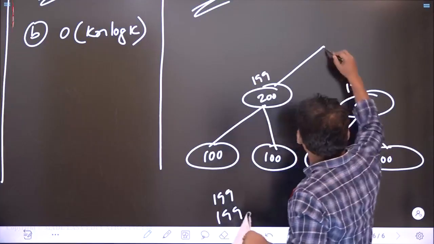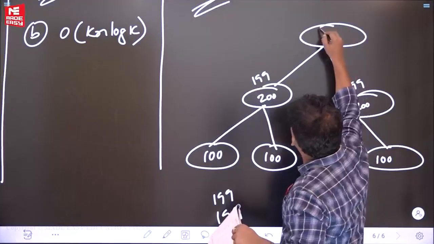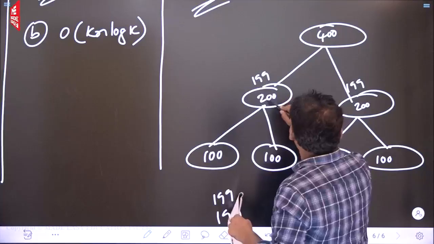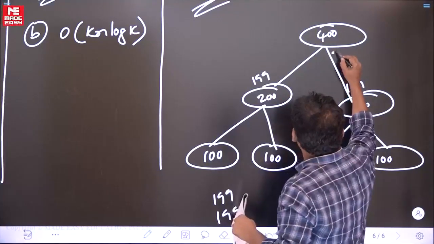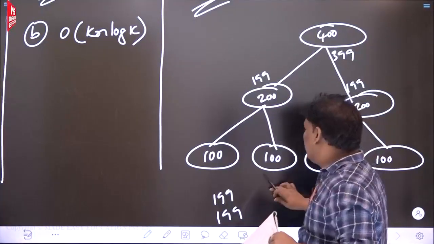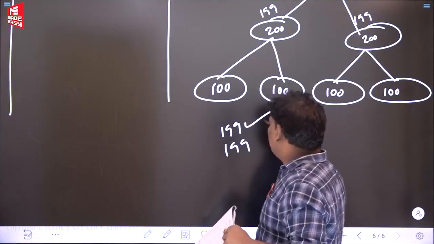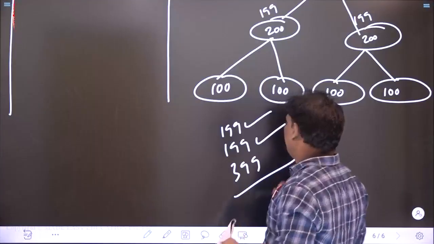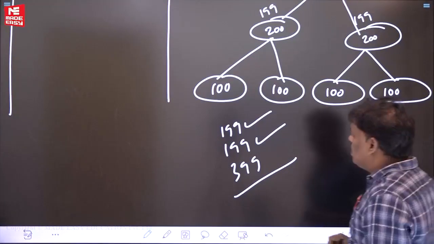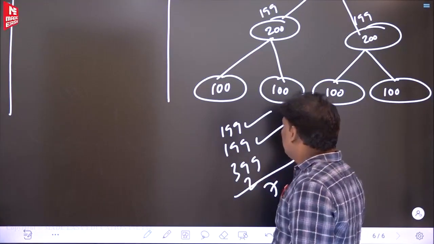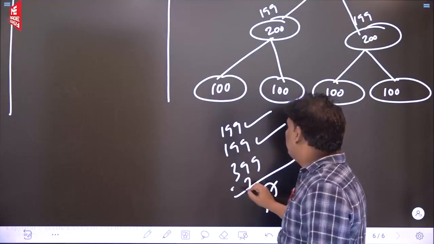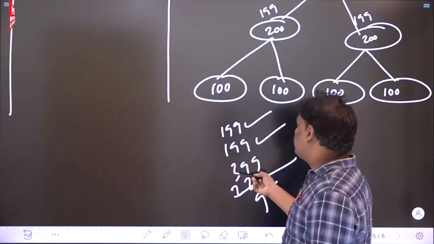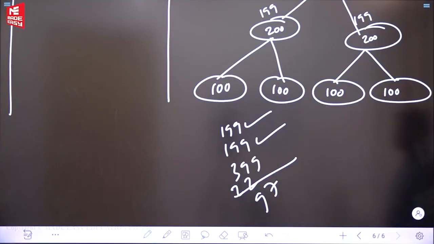Now, let's merge these two also. Total elements will become 400, it's okay. But the number of comparisons is 200 plus 200 minus 1, which is 399. Let me write that also: the first merging, the second merging, and the third merging with 399 comparisons. Add all of them. 9 3 is 27, plus 2, 29. Next one plus 2. 2 plus 3, 5.